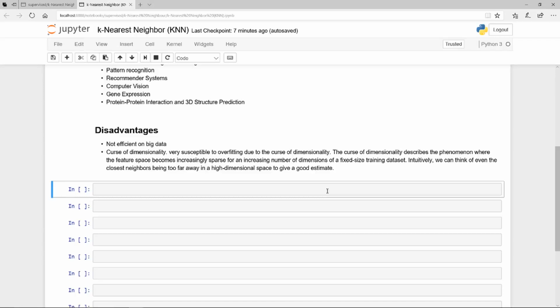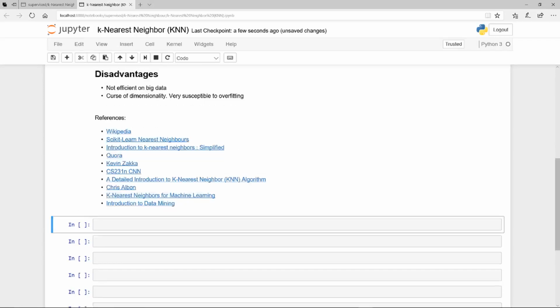Intuitively, we can think of even the closest neighbors being too far away in a high dimension space to give a good estimate. Now this is really coming from Wikipedia, and there's a description of what KNN is. It helps you to actually understand why it is that it struggles in these settings. Last but not least, I always like to give you some references, as a reference to learn from others as well, so that should you need to, you can actually refer to them.